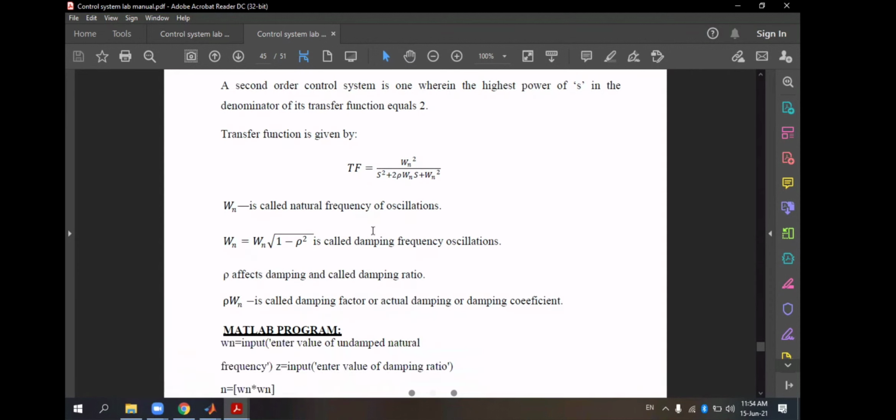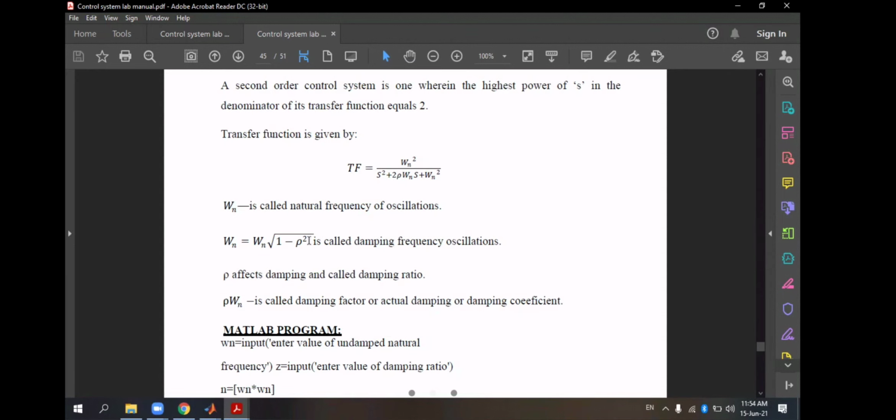Now where omega n is natural frequency, then this is omega d. There is a print mistake. So omega d is equal to omega n root 1 minus rho square. Rho is damping ratio. It affects the damping. Now we can also take this rho as zeta.